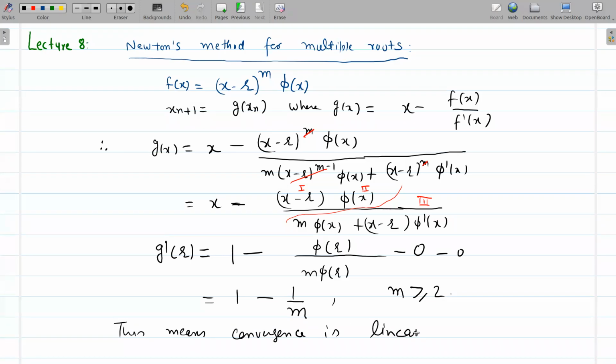is first order linear. If you apply Newton on simple root, then g dash r is 0, and you can check from this formula if m equals to 1. If m equals to 1, you get this equals to 0. But in multiple root, m is starting from 2, so this will be non-zero. So first derivative of g is non-zero means that you can apply this formula of Newton, but you are getting only first order convergence.